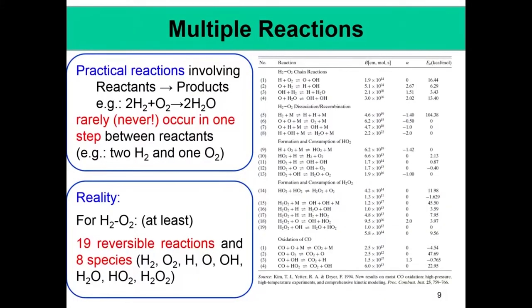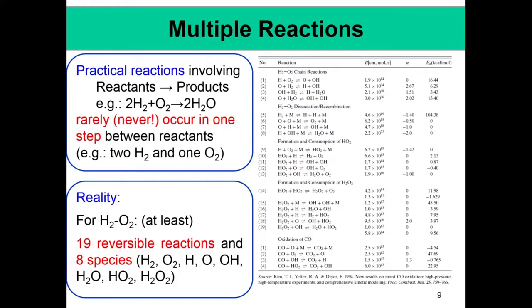Hello friends, welcome back. Now, why did we do all this? Why do we need even a generalized formulation for a given chemical reaction? Why can't we just write one reaction? The reason is that in practical combustion, the mechanism by which a fuel reacts with oxygen and goes to products does not happen in one step.